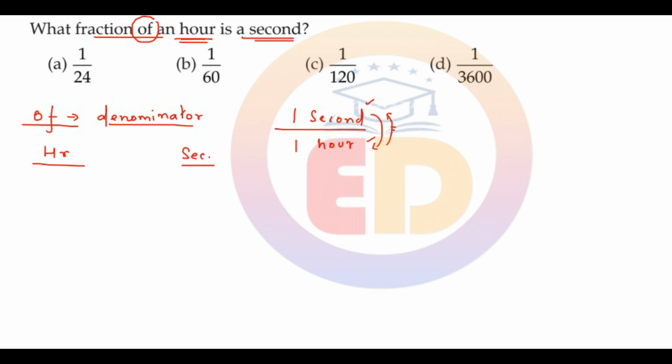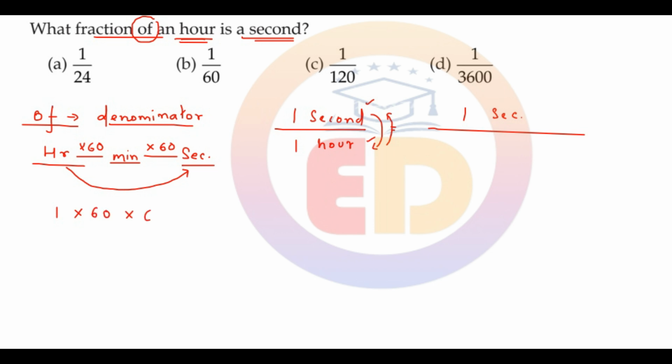Now remember, to convert hour to second, you have to first convert hour to minute. And for this, multiply the hour value by 60. And from minute to second, again multiply by 60. So directly if you want to convert hour to second, remember you have to multiply 2 times by 60. So in the numerator I will take 1 second, and the denominator I will take 1 hour converted to second will be 1 into 60 into 60. So denominator value will be 1 multiplied by 60 multiplied by 60, which will now be in the units of seconds.